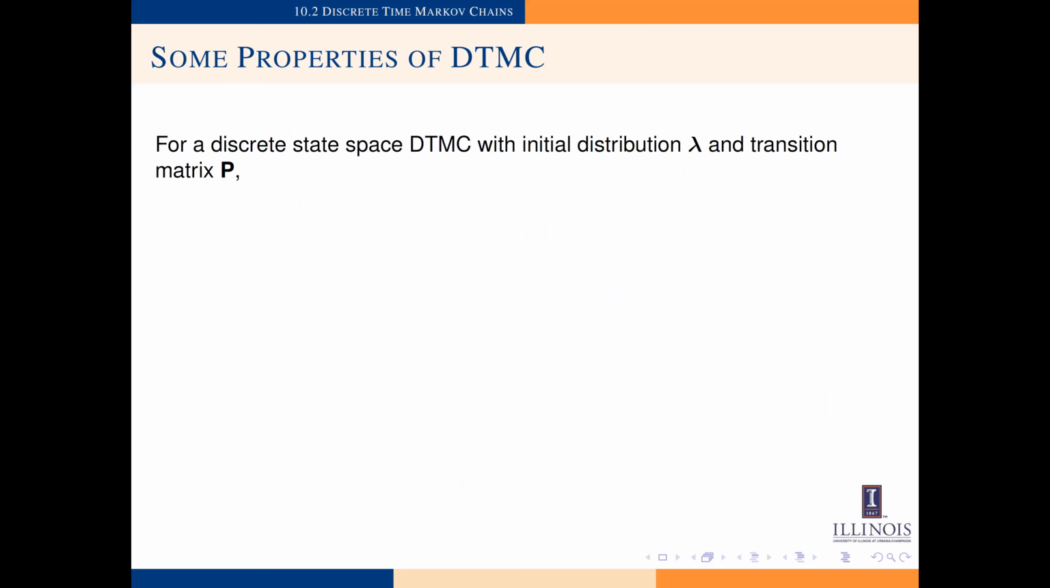So for a discrete state space DTMC with initial distribution lambda and transition matrix P, it has some properties. So first of all, lambda times P, which is a J-dimensional vector times the J by J matrix, is also going to be a length J vector. And it turns out it's quite easy to show that this vector, lambda times P, is also a stochastic vector. So the entries are going to sum up to 1, and all of them are going to be greater than or equal to 0. And the jth entry of this vector is the probability that X1 is equal to j.